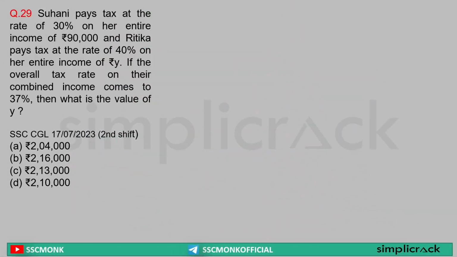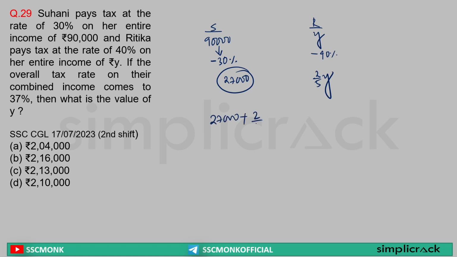Suhani pays tax at the rate of 30% on her entire income of 90,000 and Ritika pays tax at 40% on her entire income of Y. If the overall tax rate on their combined incomes comes to 37%, what is the value of Y? Suhani's income was 90,000. She is paying 30%. That means how much is she paying? 27,000. Yes or no? Yes. Now, Ritika's salary is Y. She is paying 40%, so I can write she is paying 2 by 5 of her salary. Yes or no? Yes. Now, 27,000 plus 2 by 5 of Y is 37%.